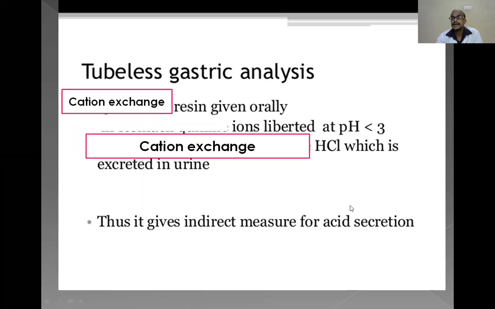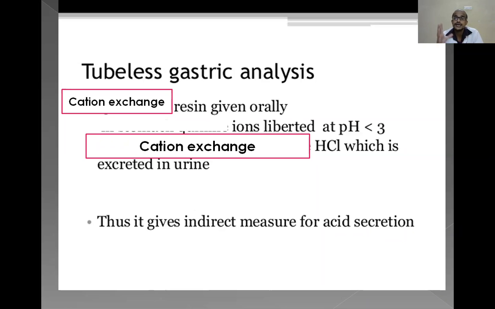So it gives an indirect measure of acid secretion. How much acid is present, that much of the ions combine with the HCl, and that is excreted in the urine. So in the urine, we estimate the ion HCl concentration. These ions are released only in the stomach, so we can assess them in the urine and estimate the HCl. So it is an indirect measure of acid secretion in the stomach.